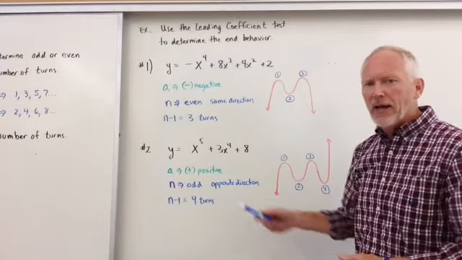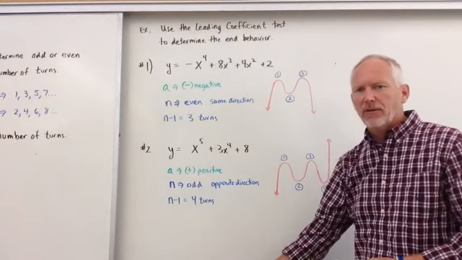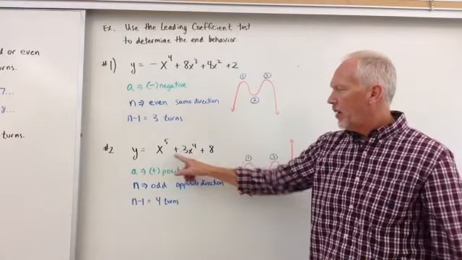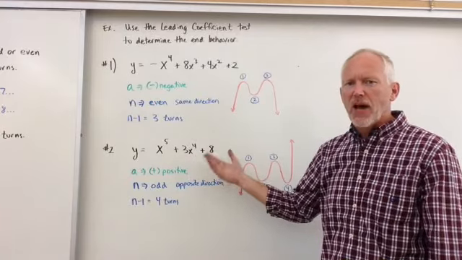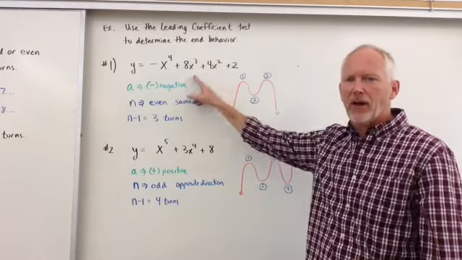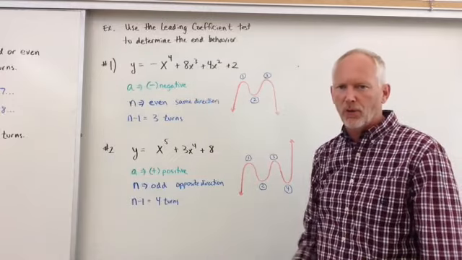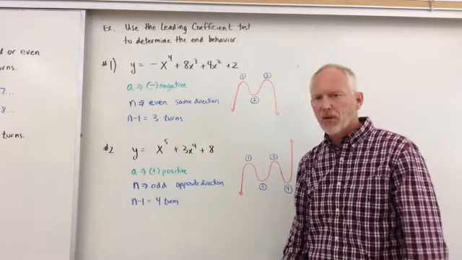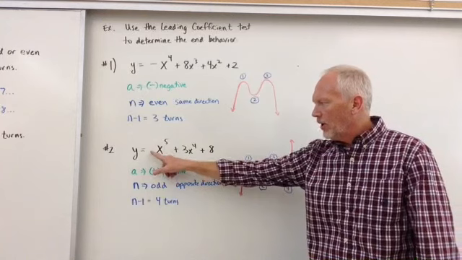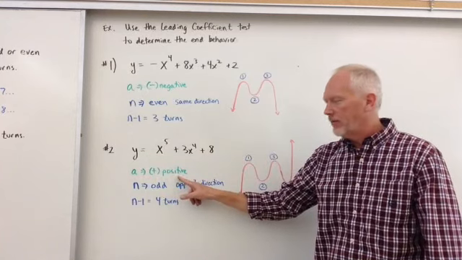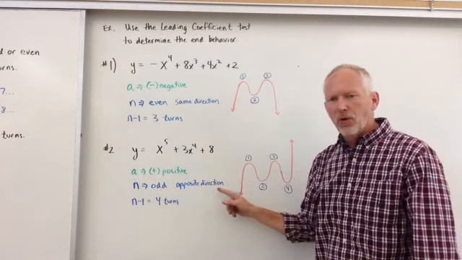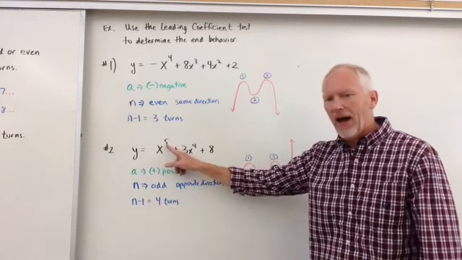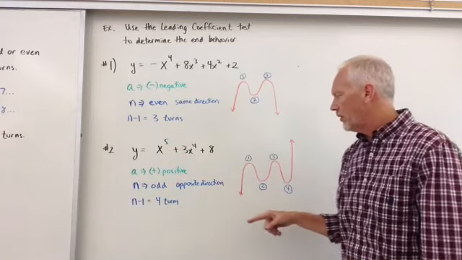Next one is y equals x to the 5th. So we have positive x to the 5th, plus 3x to the 4th, plus 8. You notice I don't really care what's happening back here. The rest of these, they don't do much for it. What really determines everything is this leading coefficient, that leading term. So it says, oh look, a is positive. Yes, a is positive. N is odd, so they will go in opposite directions. And n minus 1 is 4, so 5 minus 1 is 4 turns.